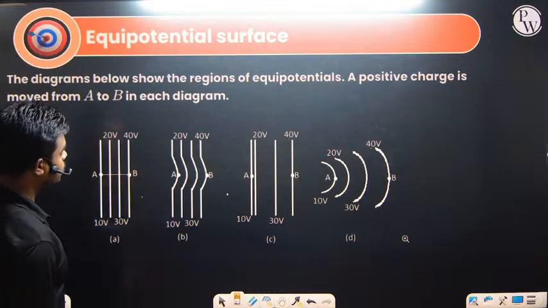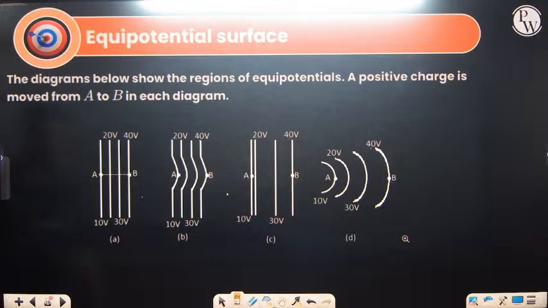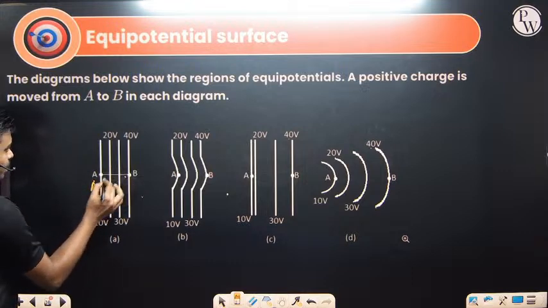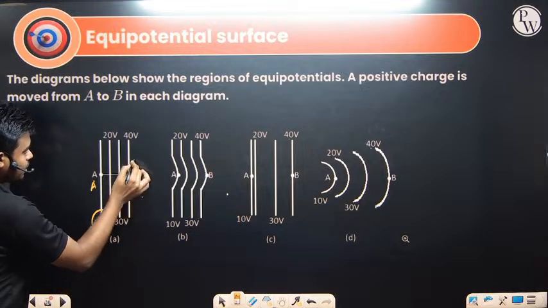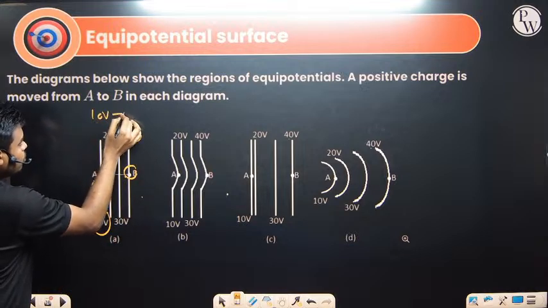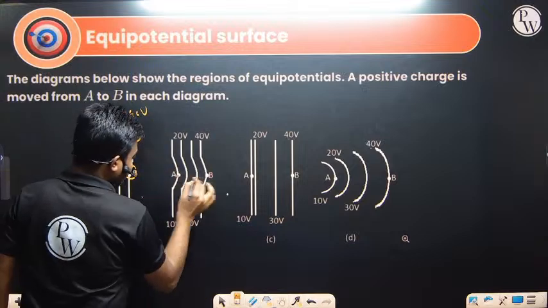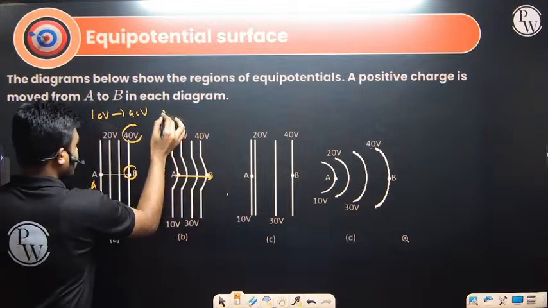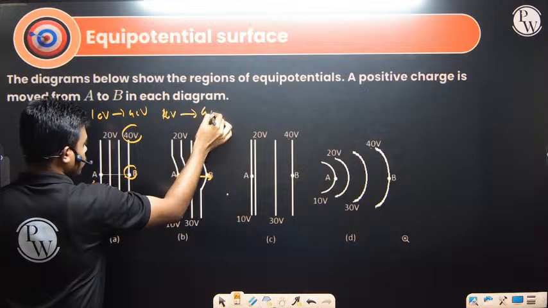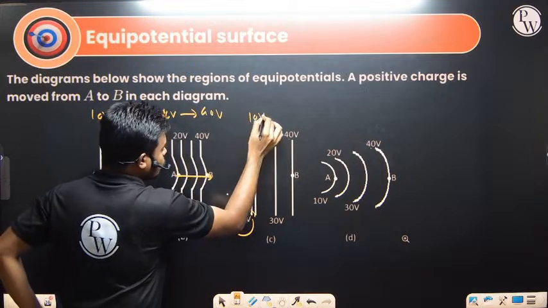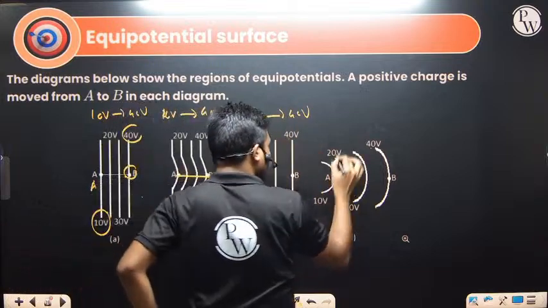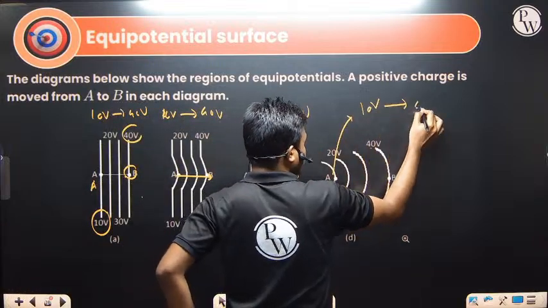In this particular case, the charge is taken from point A to B in this manner. What is the initial potential? 10 volt. And what is the final potential? 40 volt. Again, the charge is taken from A to B, from 10 volt to 40 volt. And here also the charge is taken from 10 volt to 40 volt.